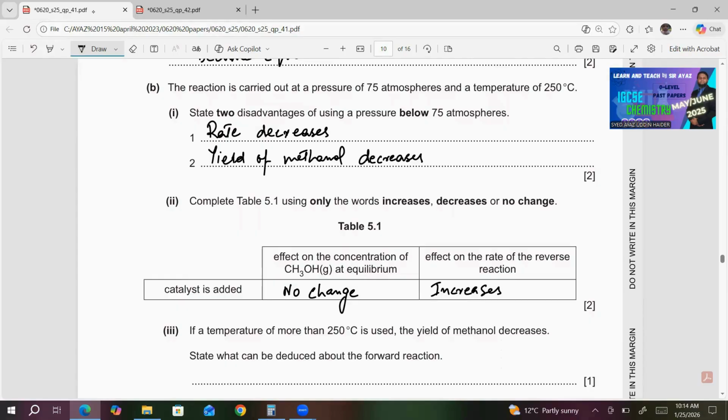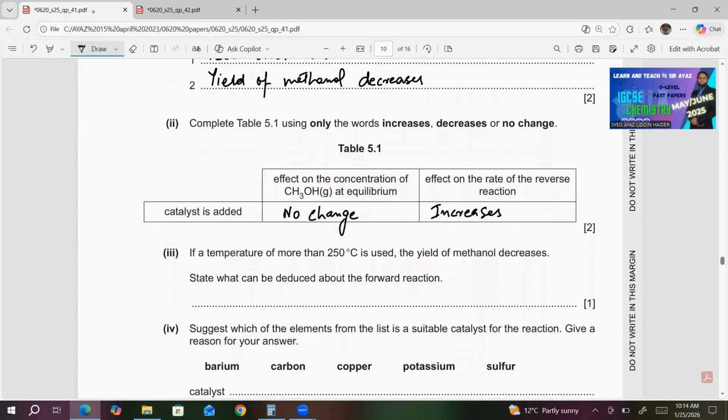3. If temperature of more than 250 degrees centigrade is used, the yield of methanol decreases. State what can be deduced about the forward reaction. Now they are saying they are increasing the temperature. If they are increasing the temperature, the yield decreases, which means equilibrium is shifting to the reactant side.